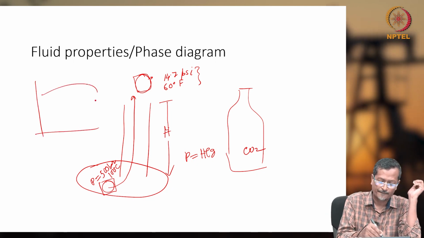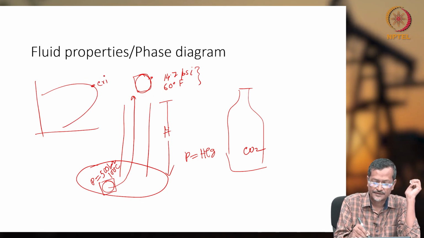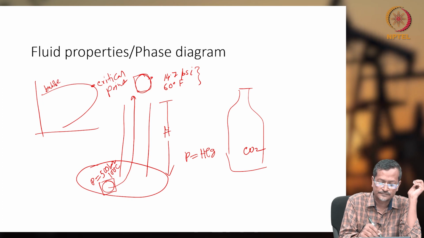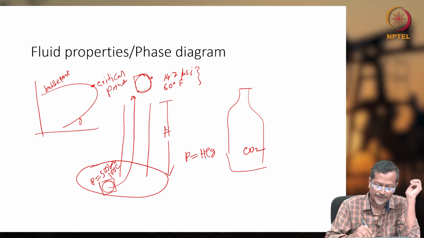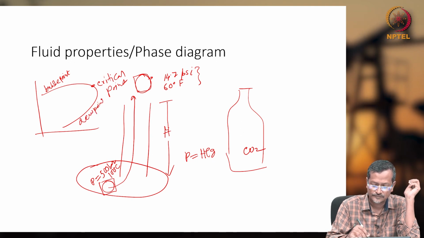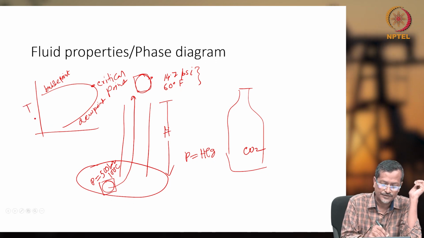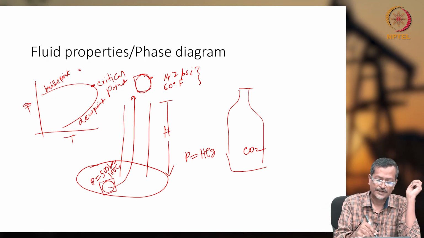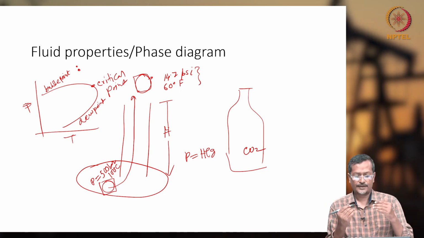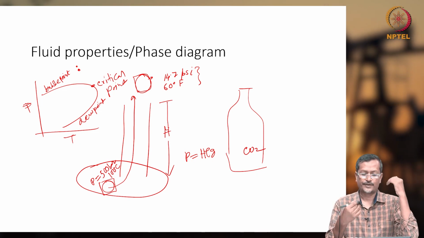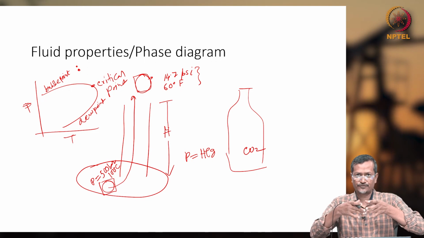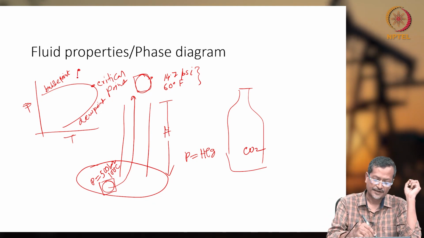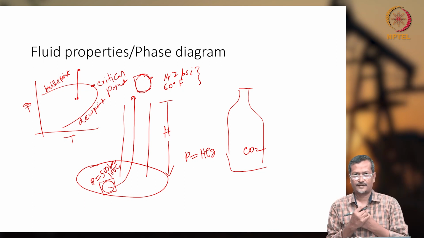The phase diagram is like this. I already explained, I think this is the critical point. This is the bubble point line. This is the dew point. Then this is pressure, this is temperature. Now let's say initially your reservoir pressure and temperature is here. Now slowly, if you reduce pressure, because the well is producing fluid through the wellbore, your pressure is changing, and finally the wellhead condition is here.